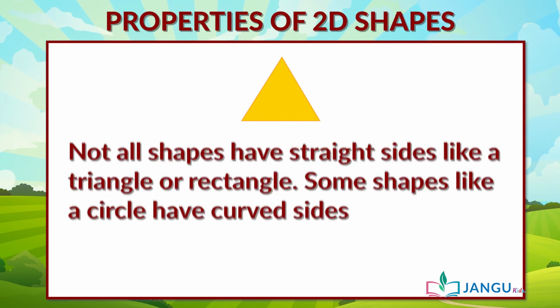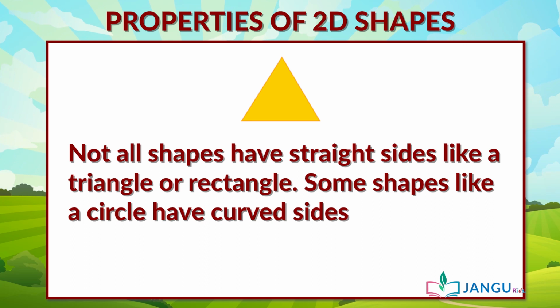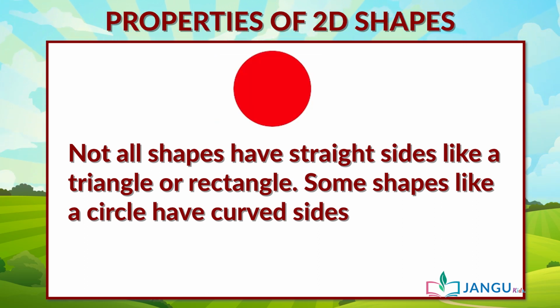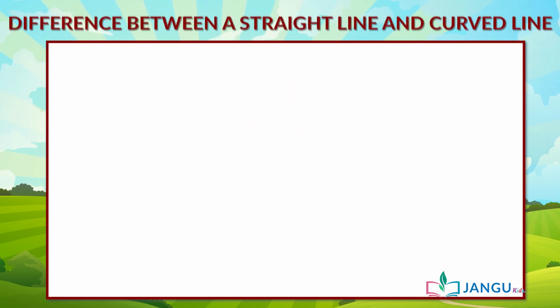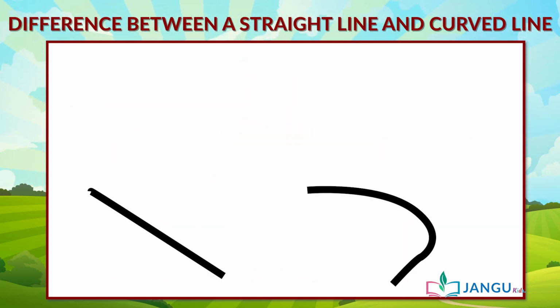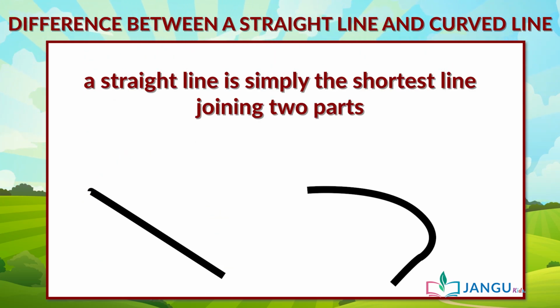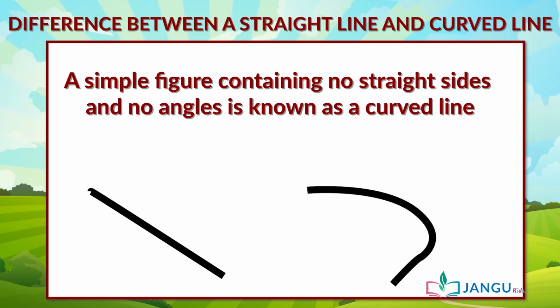Note, not all shapes have straight sides like a triangle or rectangle. Some shapes, like a circle, have curved sides. The difference between straight lines and curved lines is that while both are lines, a straight line is simply the shortest line joining 2 parts. A simple figure containing no straight sides and no angles is known as a curved line.